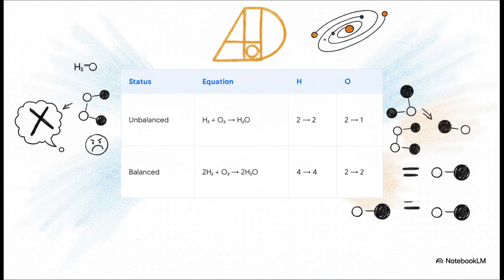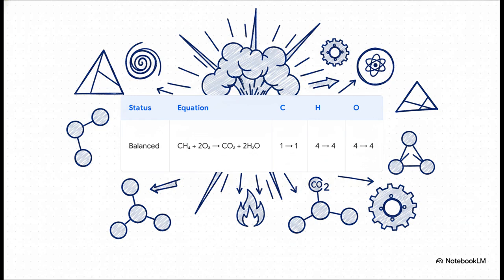To fix this, we use our coefficients. By placing a large 2 in front of the H2, we get 4 hydrogens. We leave the O2 alone. Then we place a large 2 in front of the H2O on the right side. That gives us exactly 4 hydrogen atoms and 2 oxygen atoms on both sides. Mathematically perfect. Let's level up a bit to a combustion reaction.